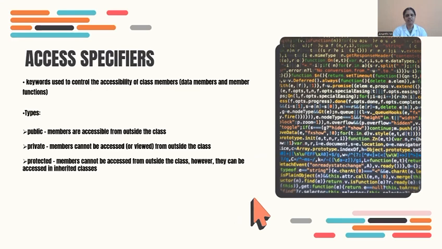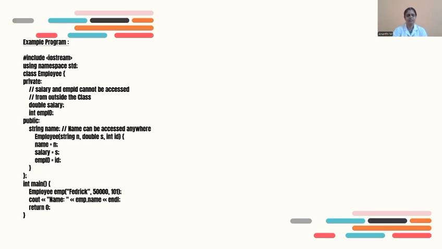Public variables or public members can be accessed from outside the class also. If you declare a variable or function as private, only the class members can access that particular member, so outside functions cannot access it. And if we declare a variable or a function as protected, then it can be used only in the concept of inheritance. So this is one example program to represent a class and an object.